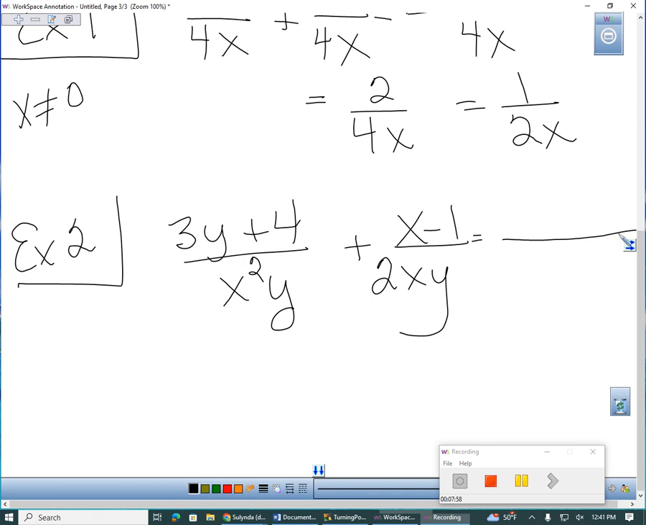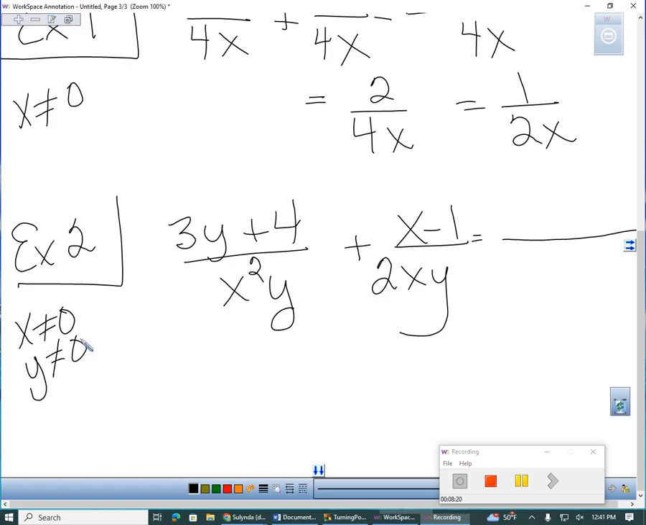So now I got to state my restrictions. Start at the bottom. X cannot equal what? It's not in effect 0. Very good. I also have one more variable down there. Y cannot equal what? Good.